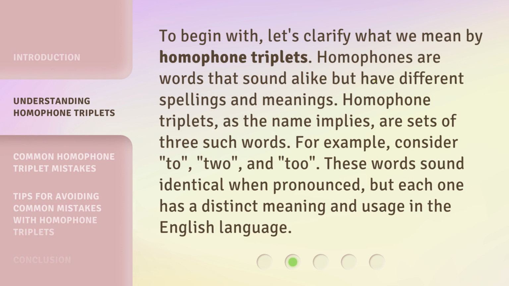To begin with, let's clarify what we mean by homophone triplets. Homophones are words that sound alike but have different spellings and meanings. Homophone triplets, as the name implies, are sets of three such words. For example, consider to, too, and two. These words sound identical when pronounced, but each one has a distinct meaning and usage in the English language.